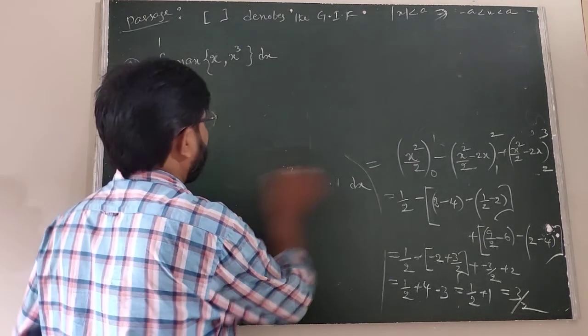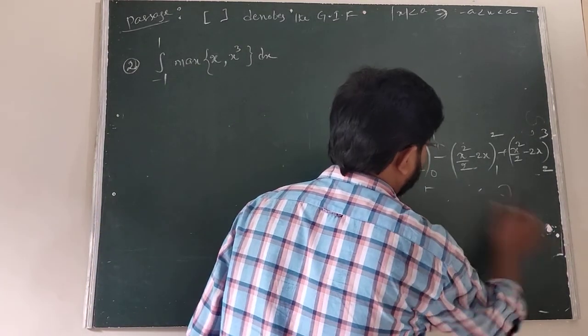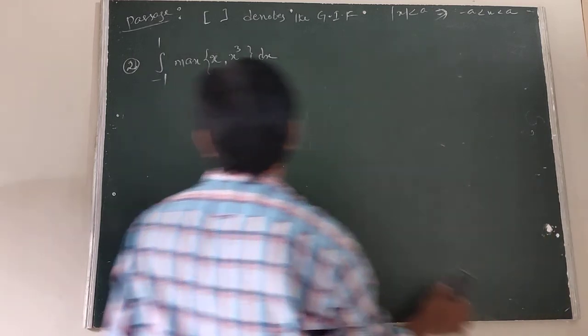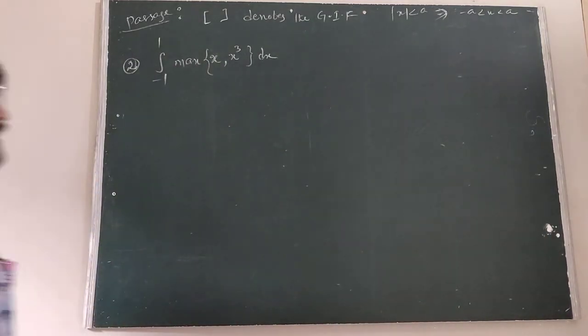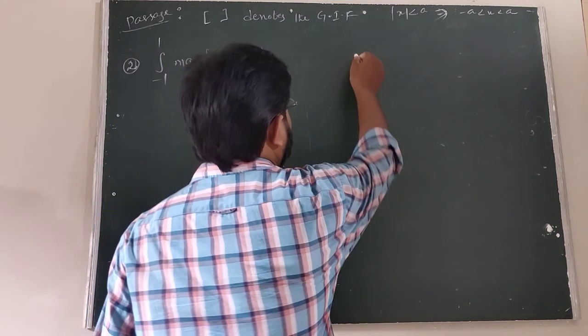Second one in this passage: the maximum of x comma x cube in the interval minus 1 to 1. How to calculate this one? All of you listen here.